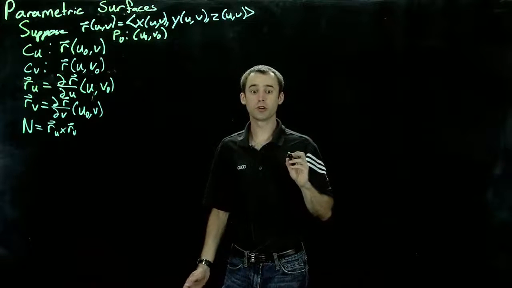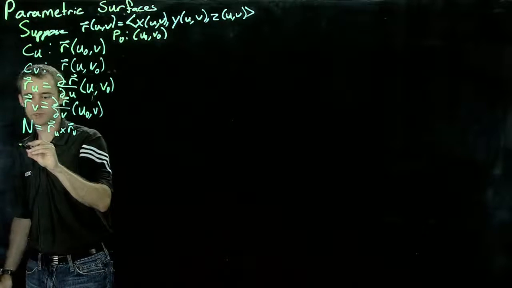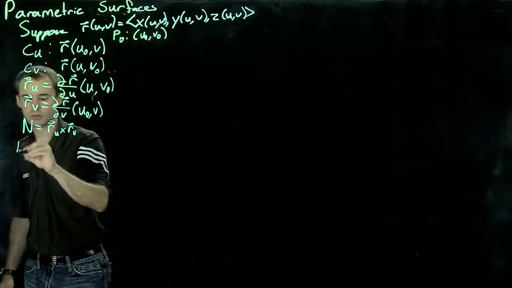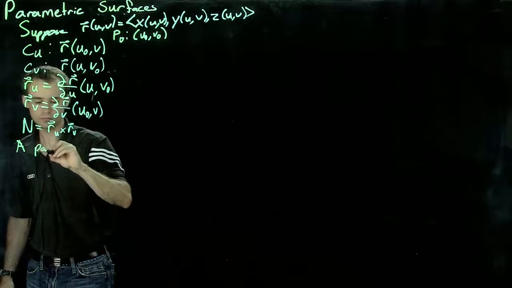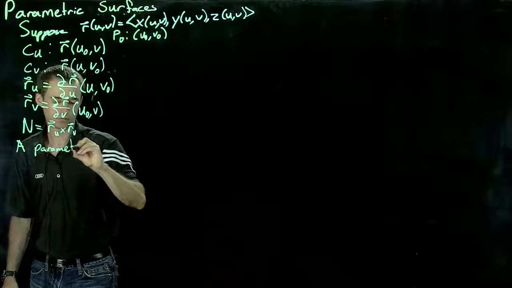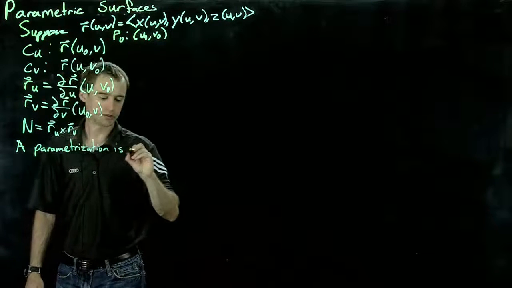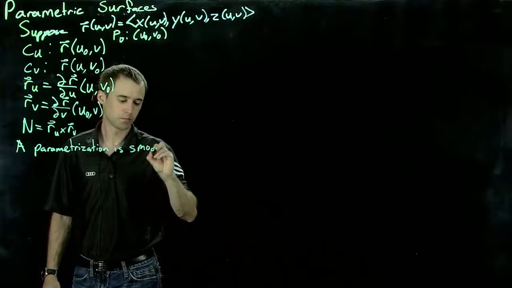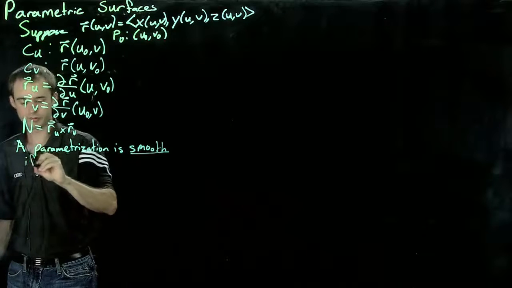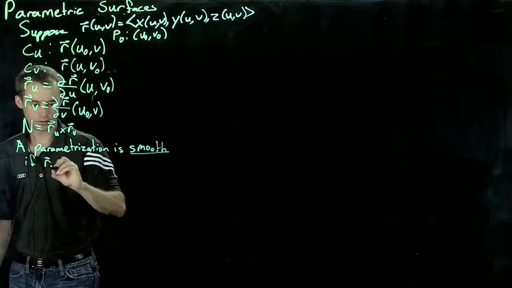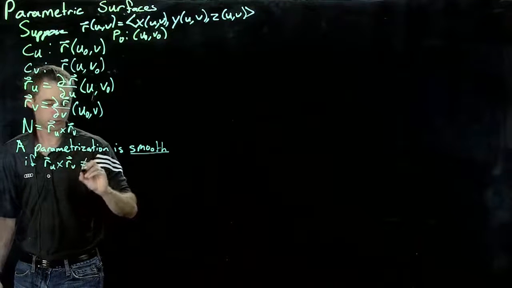Since this is a very important topic, we have a special name for these types of surfaces, or parametrizations. So a parametrization is smooth if this r_u cross r_v is never equal to 0.